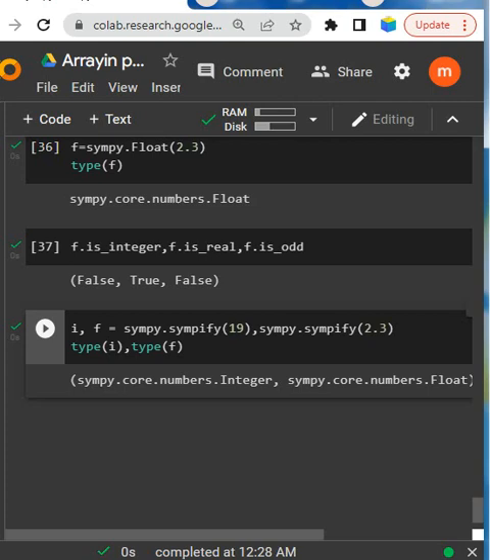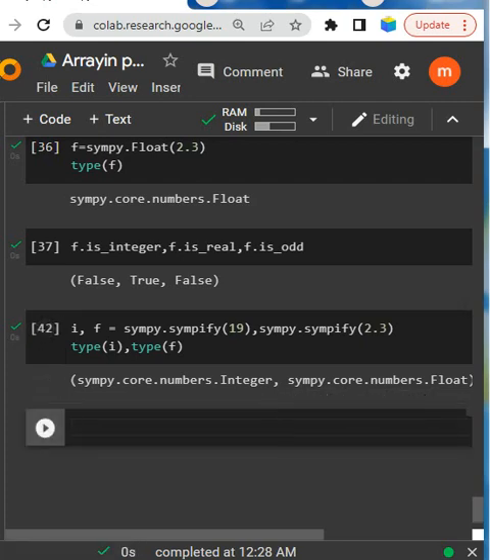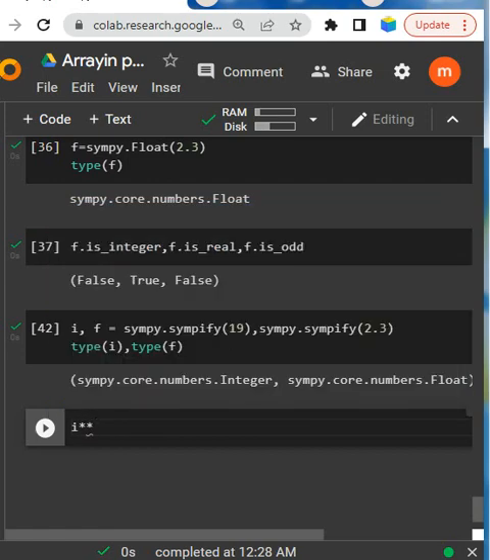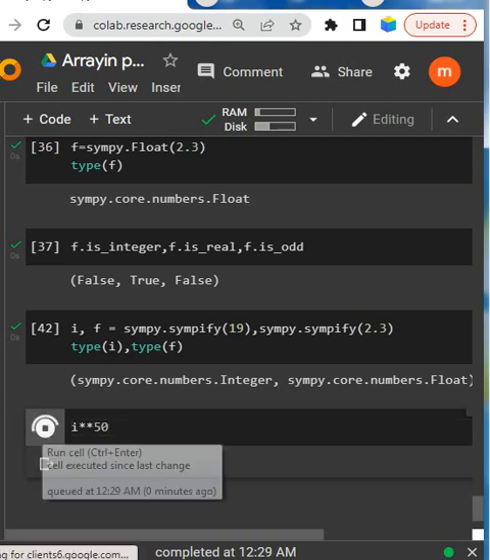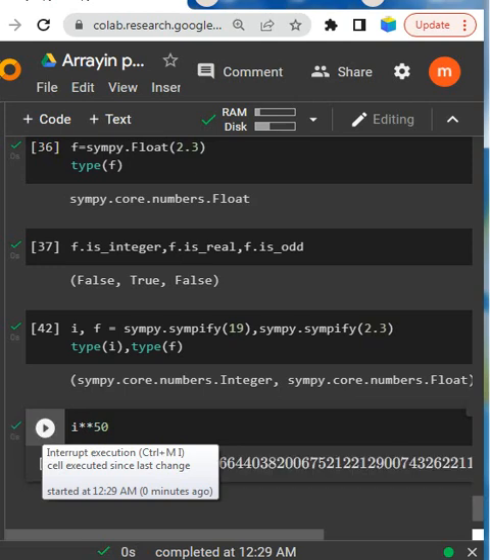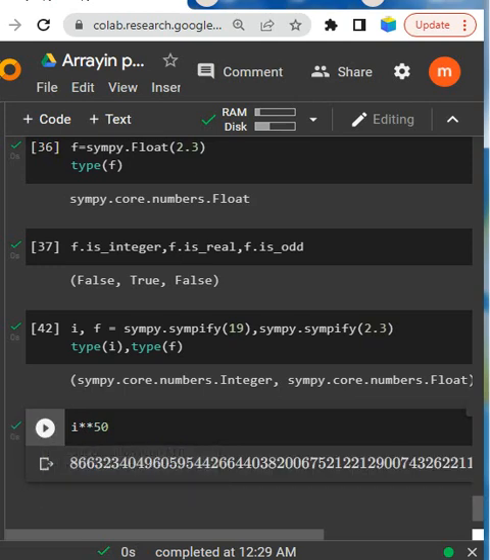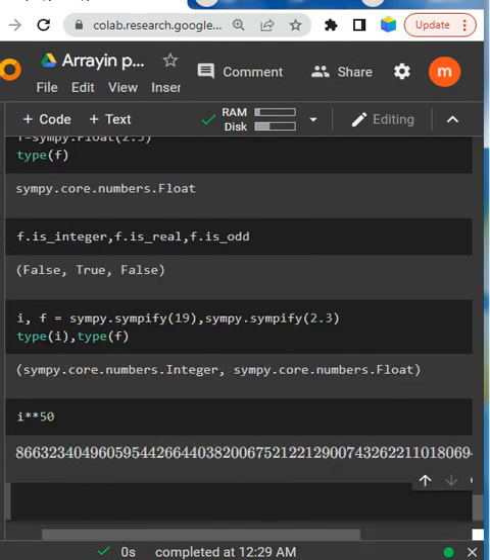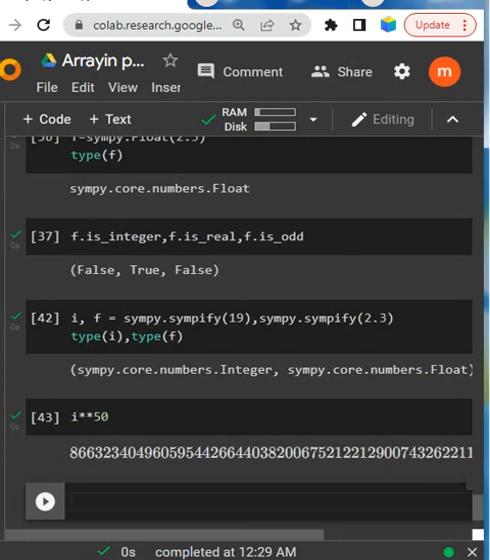So if I write here just one more thing, i, and I need to multiply by 50. So it is possible, you can get any output, try. So I have gotten the output here. Yes, exact.